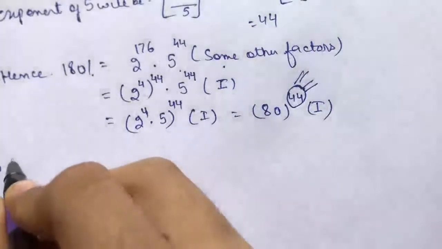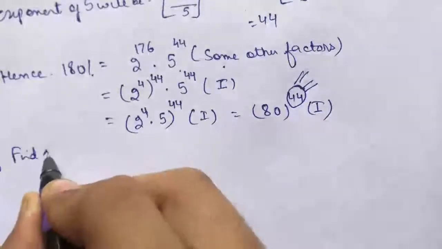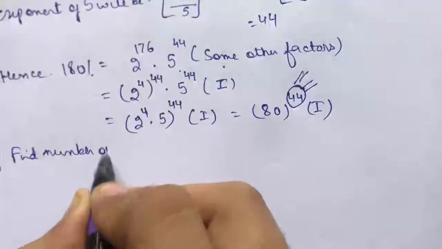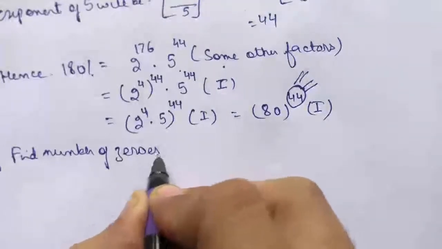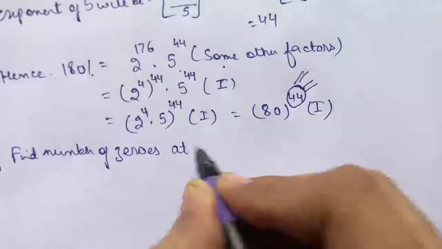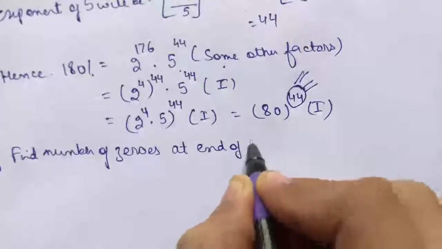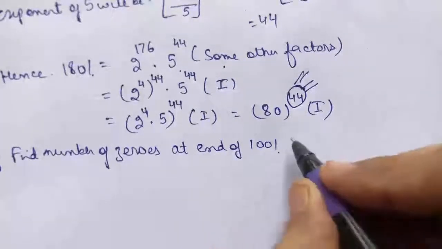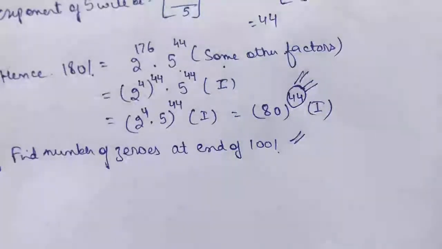Find the number of zeros at the end of 100 factorial. Find the number of zeros at the end of 100 factorial. Okay, so this is an interesting question. Actually, what makes zeros at the end of any number? Means how many tens are there in their product?